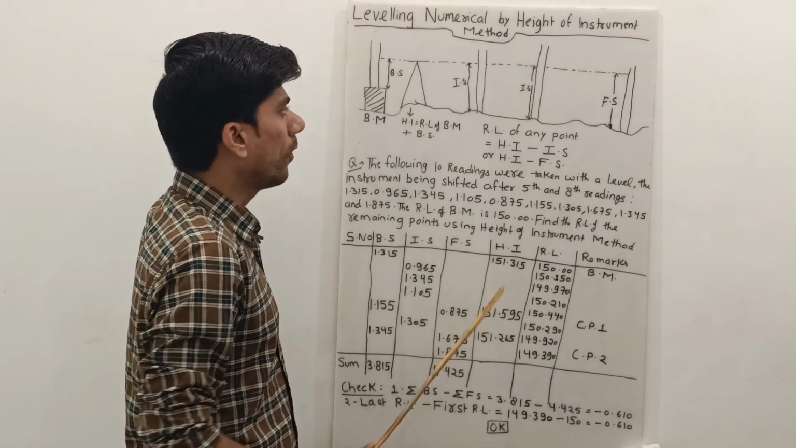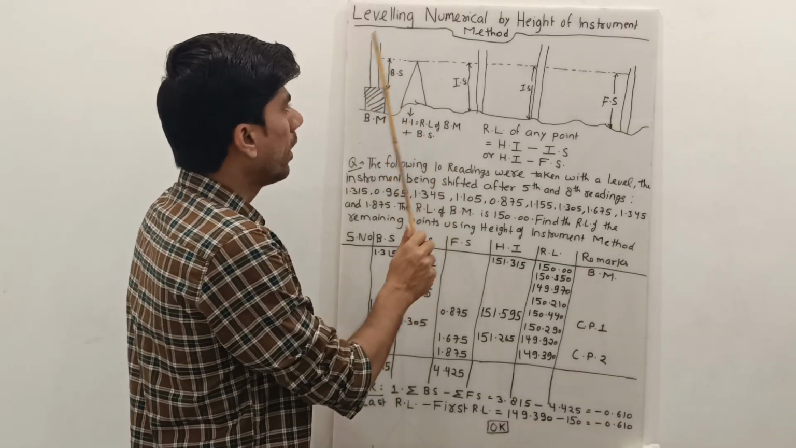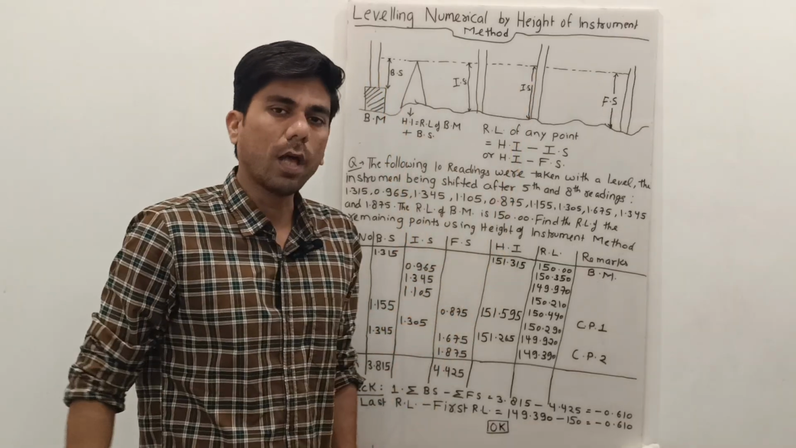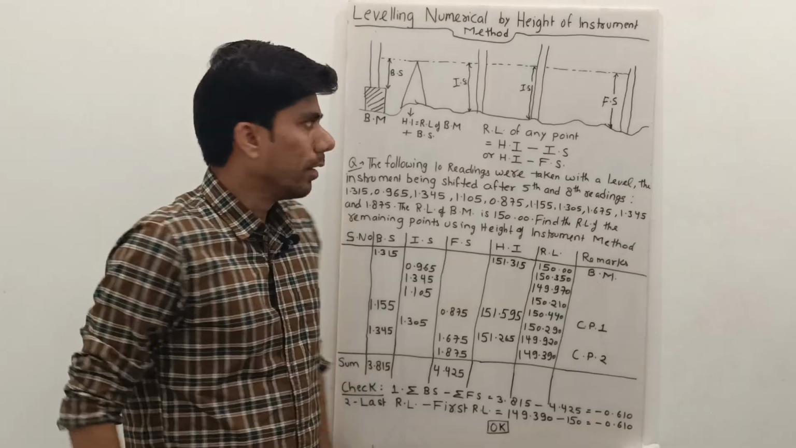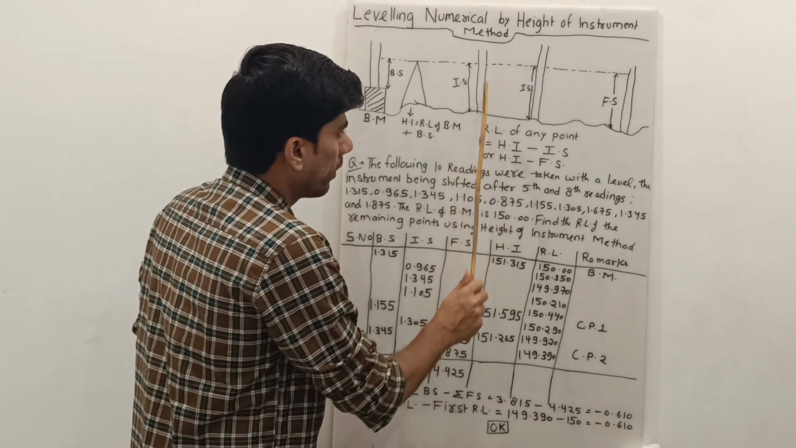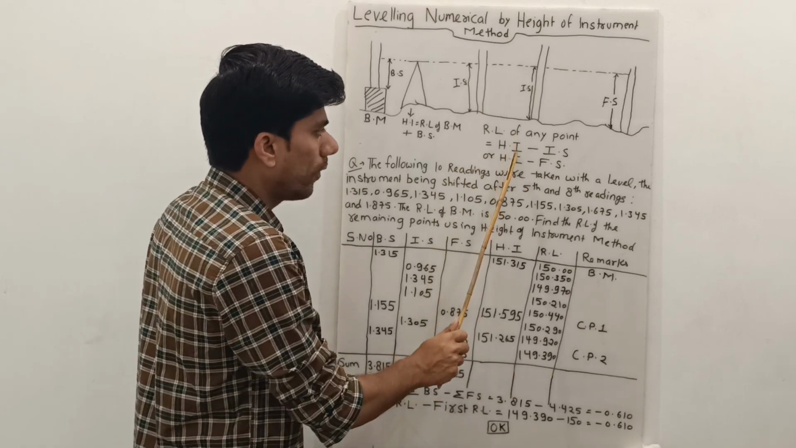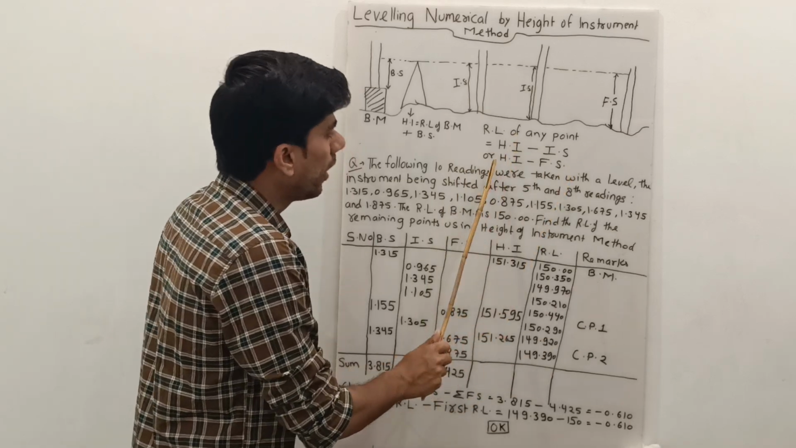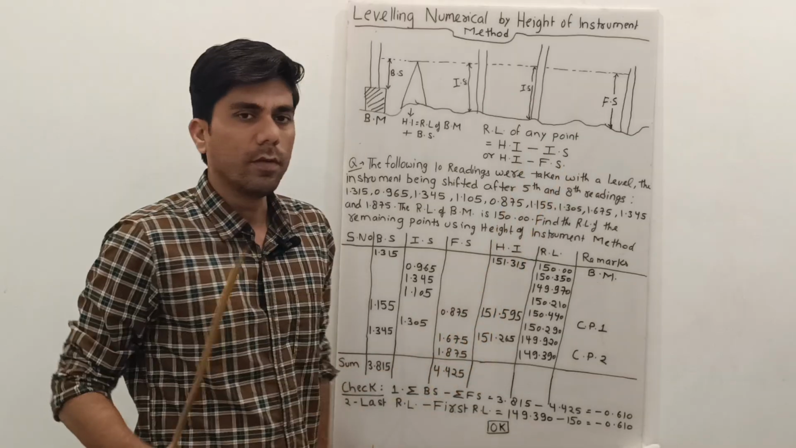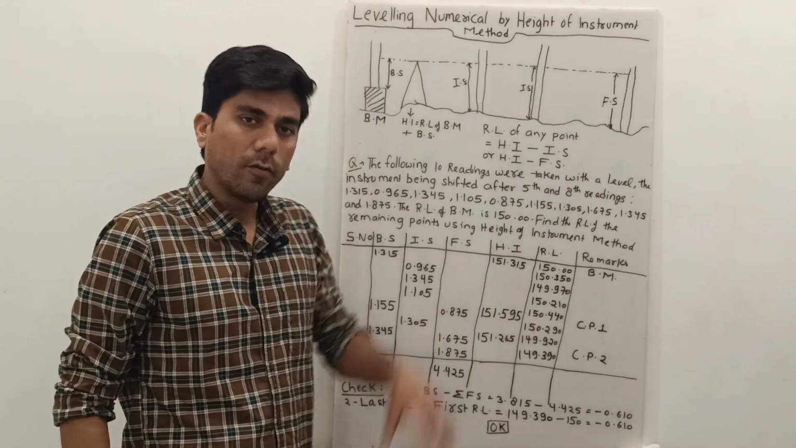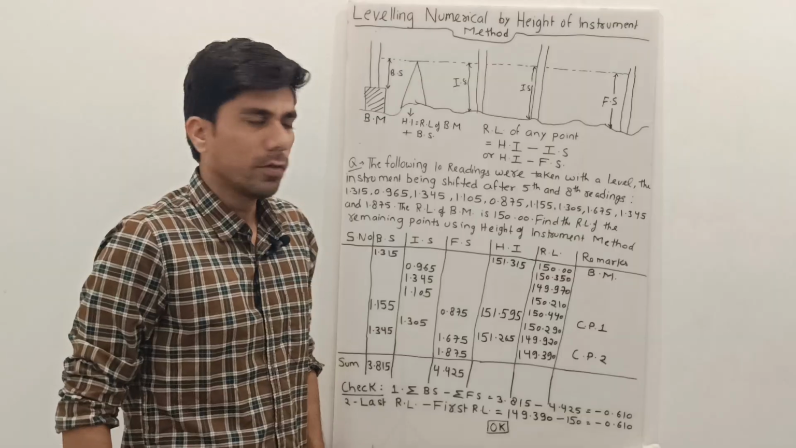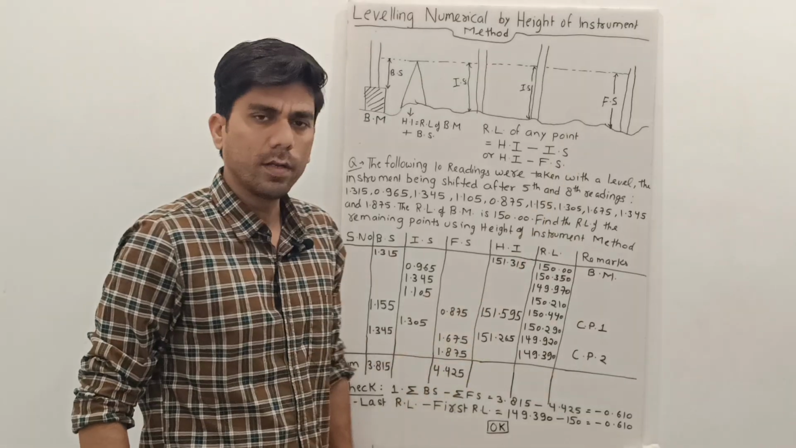Once we have our height of instrument, we move the staff to different locations whose RL is to be calculated. We place our staff at certain points on the ground, and then it's very simple. Height of instrument minus intersight, or height of instrument minus foresight, will give you the RL of the point at which the staff was positioned. So this method is pretty straightforward and very simple.